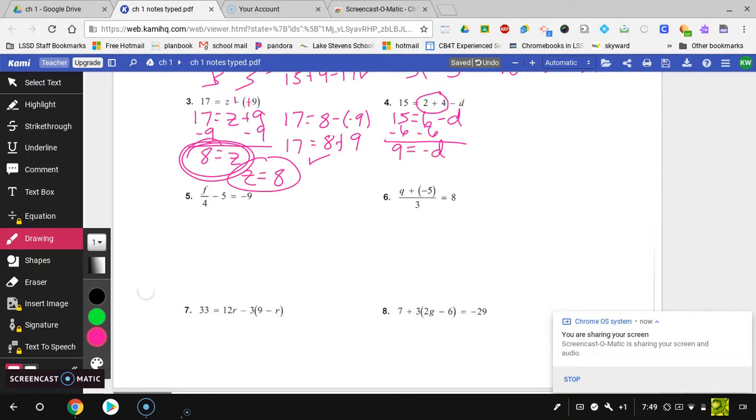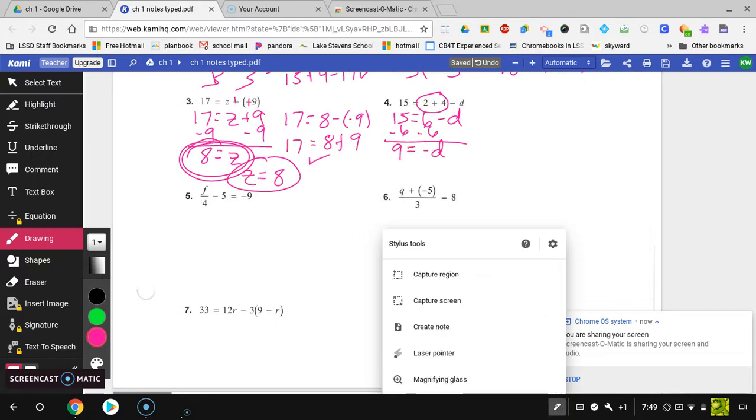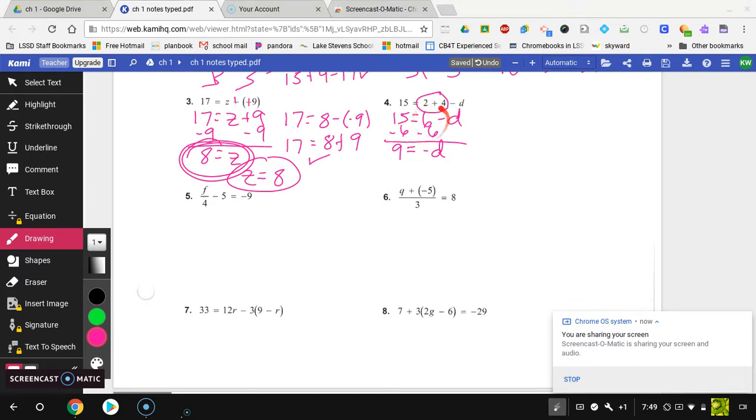A common mistake here is that we are used to using the inverse operation. We see subtraction right here, and we think we need to use addition. But because the subtraction is on the d, not on the 6, that's why we are subtracting the 6. 6 minus 6 is what is going to cancel out. So we get 9 is equal to negative d.